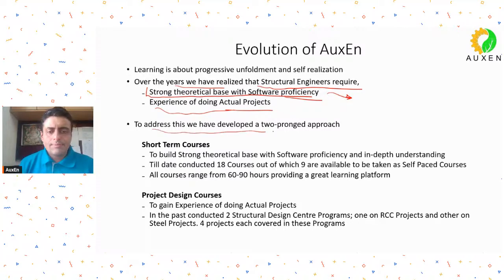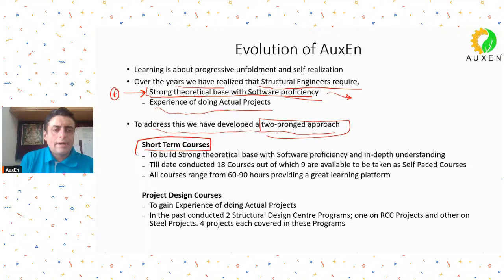To address this, we have developed a two-pronged strategy or approach. So we conduct short term courses. In short term courses, we address the first point: we try to build a strong theoretical base, and also we try to provide good software proficiency to our participants, and we do a thorough discussion and have an in-depth understanding of the concepts and the subject involved.